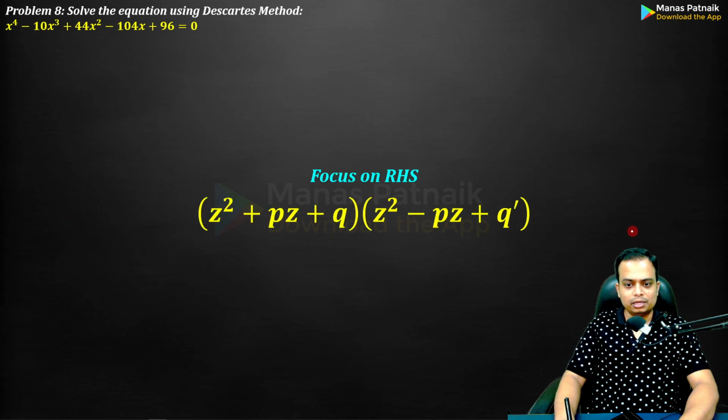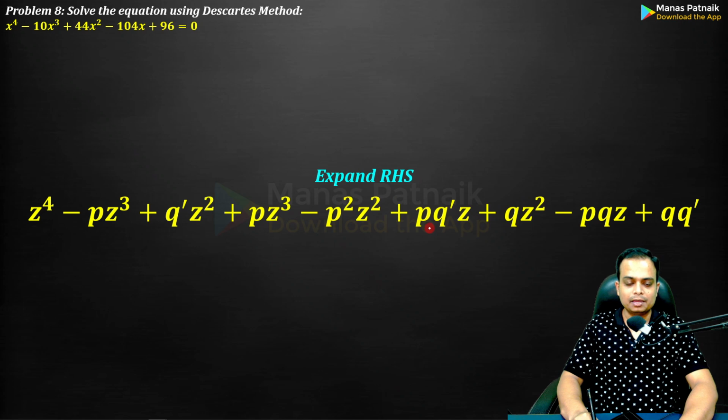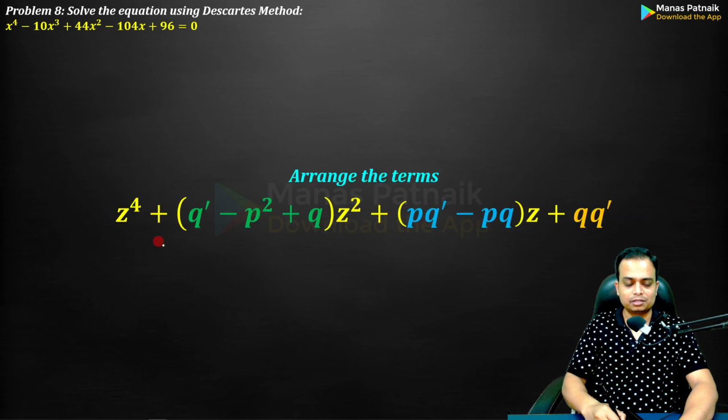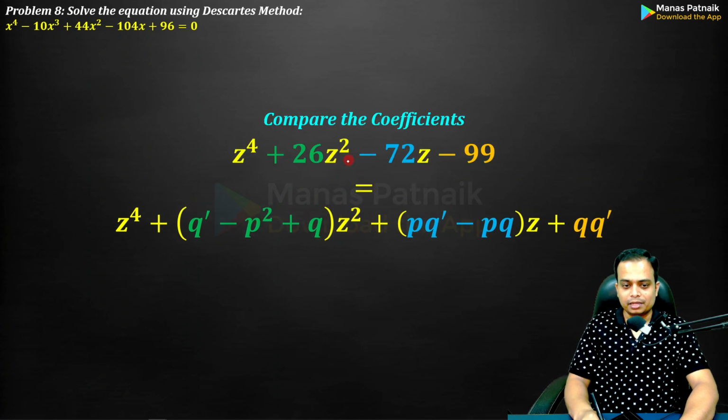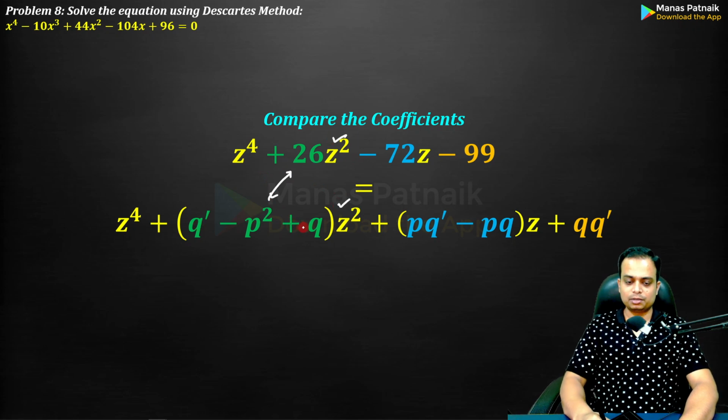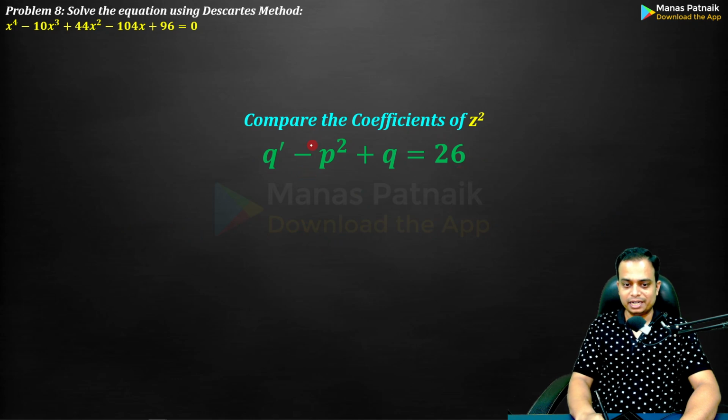Take a look at the RHS only, do the math, multiply, open the bracket, expand, and when you arrange all of these terms, I think I have spoken about these things in detail. This is what you get. Arrange all of them properly, in sequence. Let me have the equation in z, and let us now try to make comparisons. Green with greens, that means coefficient of z square: q dash minus p square plus q is equal to 26. Take p square to the RHS. This is going to become positive, and that's your equation number 1.